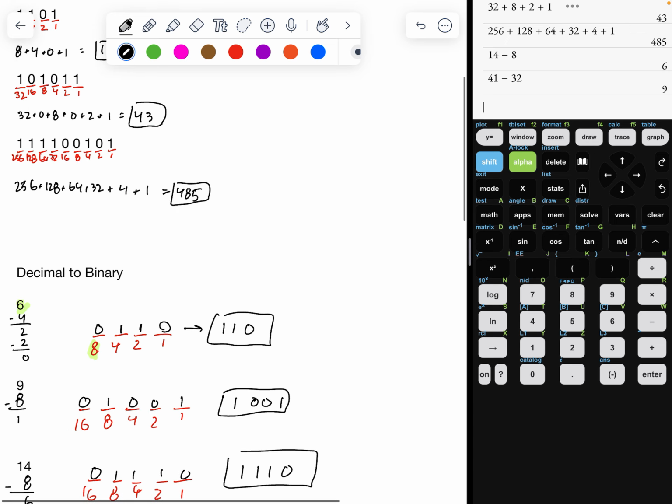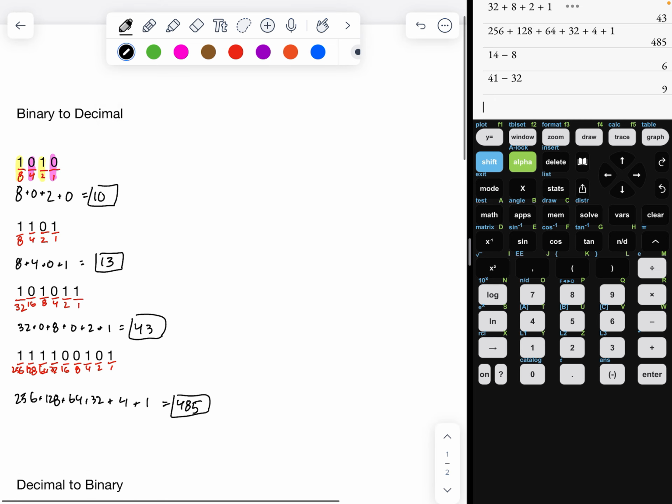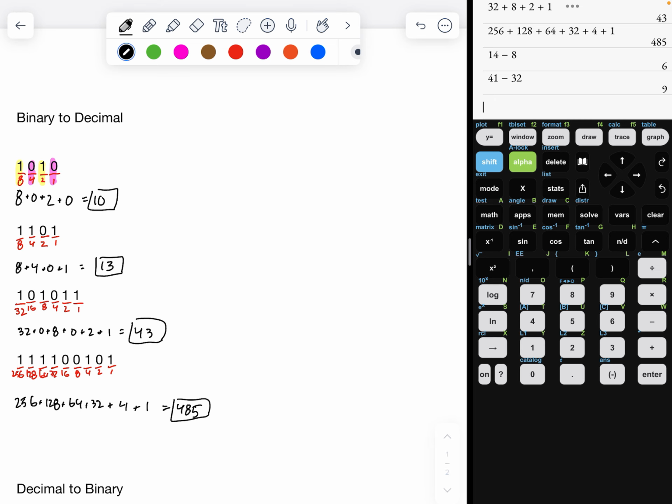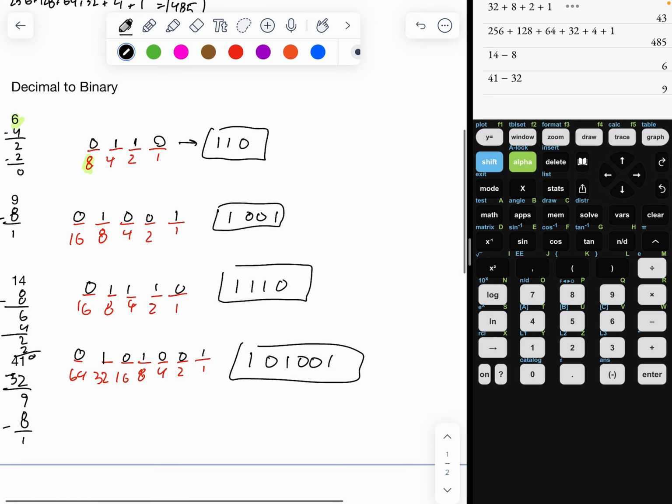So in order to be able to understand how a computer thinks, we've got to be able to go back and forth. And here you go. That's how you go from binary to decimal, and from decimal back to binary.